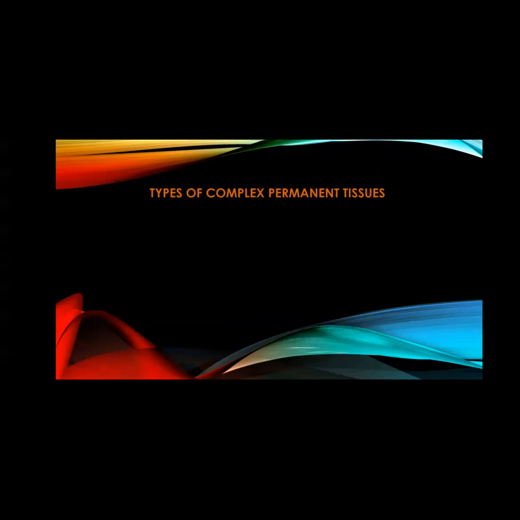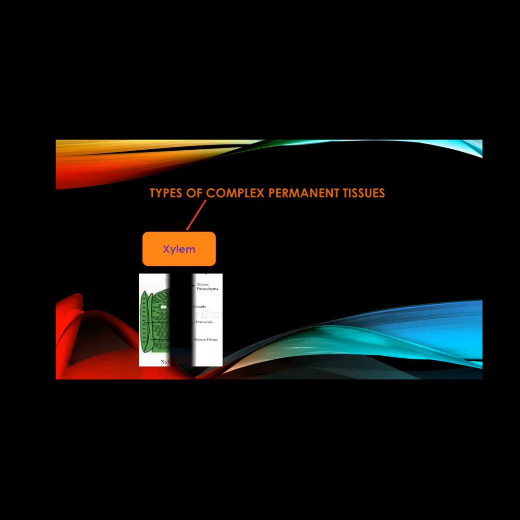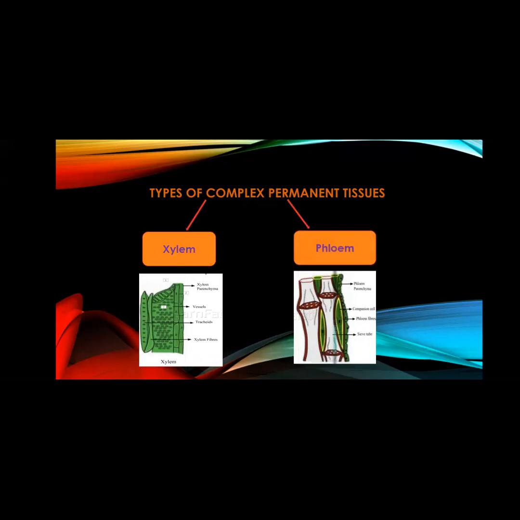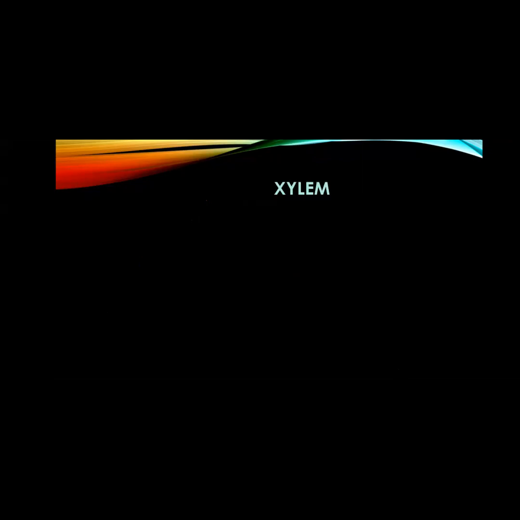This was all about simple permanent tissues. Now we are going to start with complex permanent tissues. As I said, these tissues are formed of more than 2 different types of cells, so it is called complex permanent tissue. In this, we have 2 types. One is xylem and the other is phloem. Now, let us study both these tissues in detail.